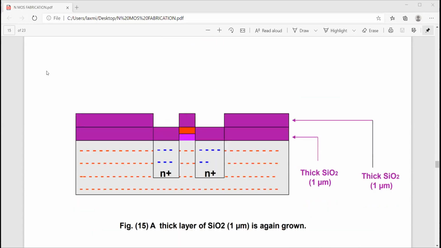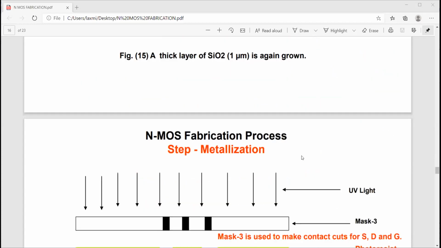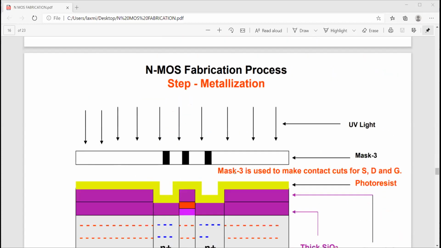నెక్స్ట్ ఇక్కడ చూడండి, మళ్ళీ సేమ్ సిలికాన్ లేయర్స్, అంటే 2 థిక్నెసెస్ తీసుకున్నాడు. 1 మైక్రోమీటర్ తీసేసుకొని సిలికాన్ డయాక్సైడ్ లేయర్ వీటిపైన ఫామ్ చేసాం సేమ్. నెక్స్ట్ ఏం చేసాం, అగైన్ we need to take a mask, mask 3 we are using. Whenever we need to expose UV light, we need to take a mask. Mask 3 is used to make contact cuts for SDG.